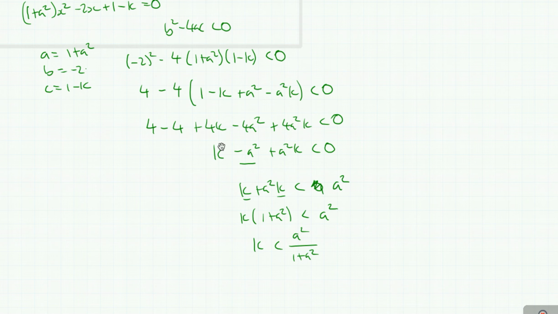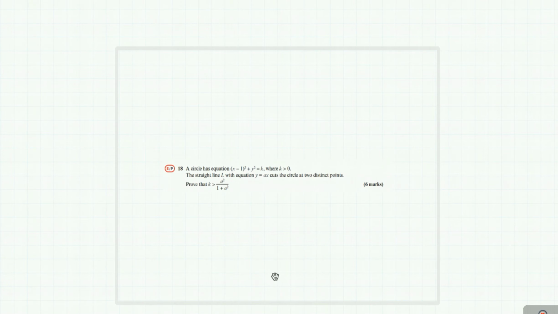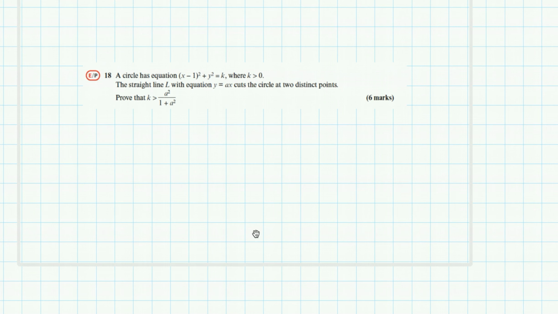Oh, no, hang on. So we've got b squared. Wake up. It's obviously not less than 0. Absolutely ridiculous. Start again. Wake up. Focus. Stop messing around.